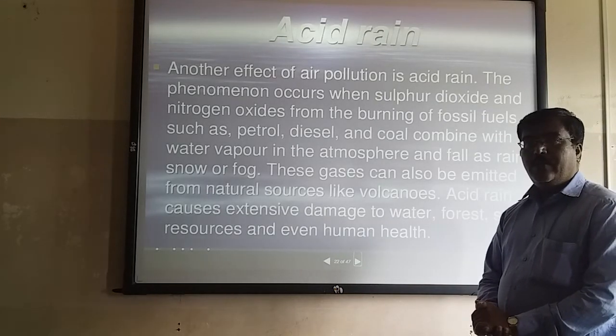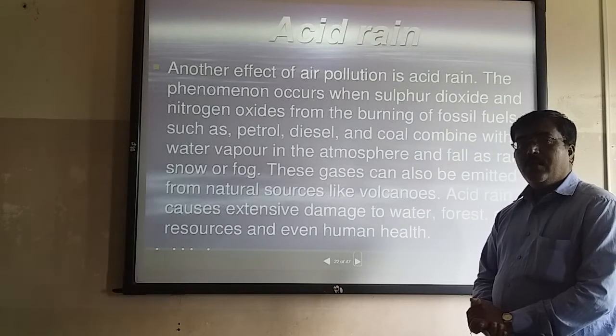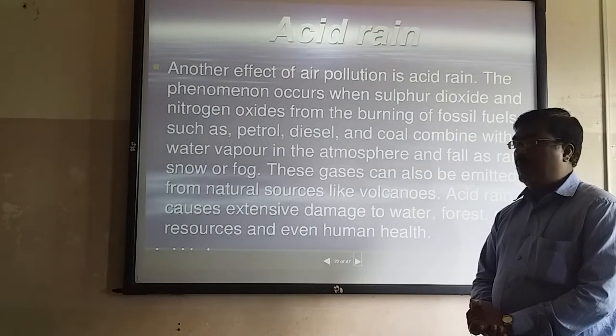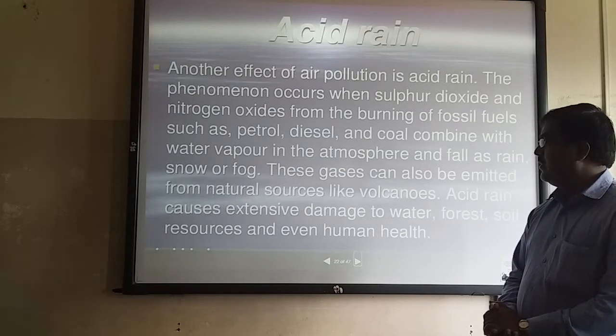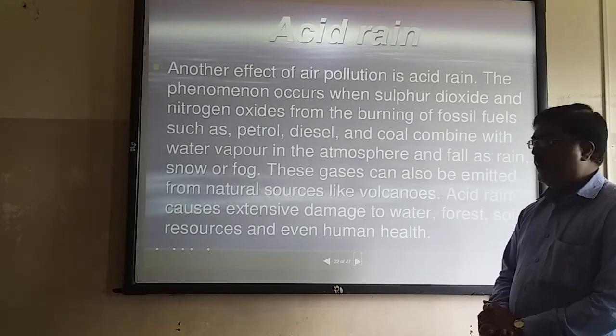Sometimes in the early morning or in the winter season, we see fog or snow. These gases can easily be seen in this fog and smoke, and they can also be emitted from natural sources like volcanoes. So we should consider volcanoes sometimes too.